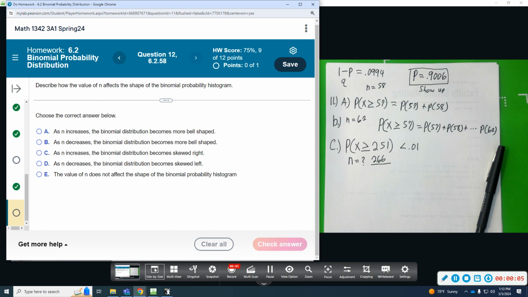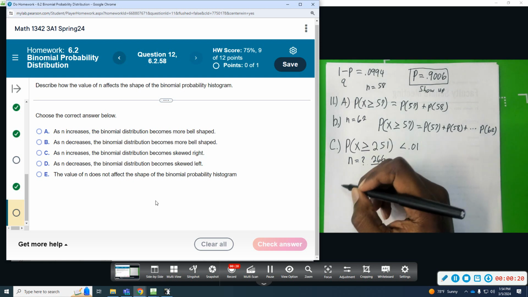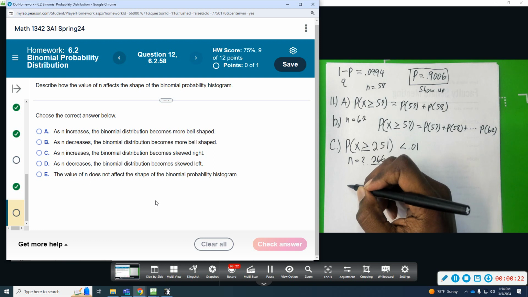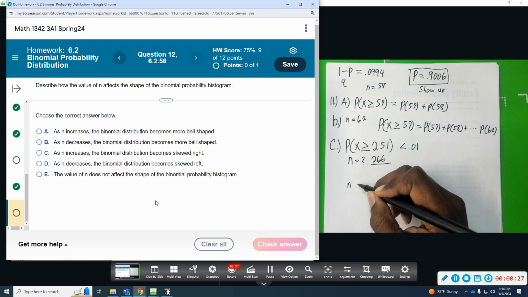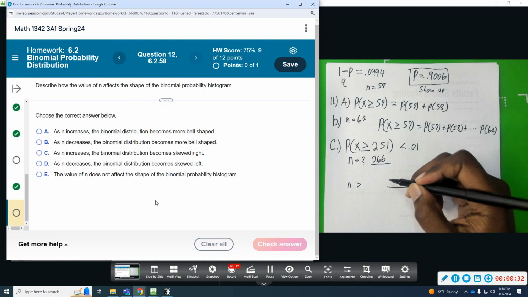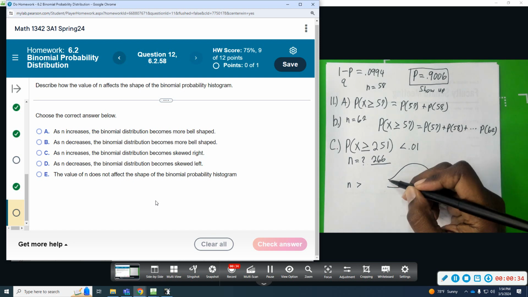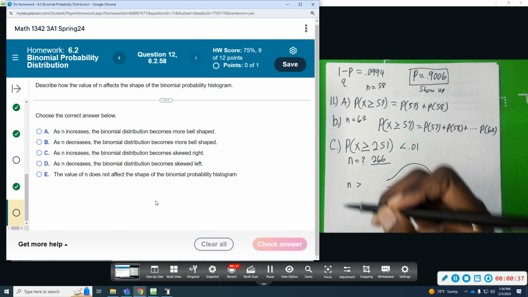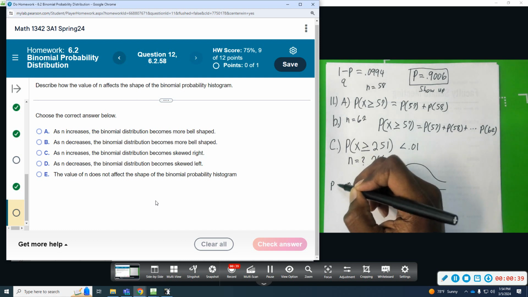All right, number 12 says to describe how the value of n affects the shape of the binomial histogram. So this is something that they want you to understand from the reading. I believe, and I'll go back and show you in the textbook, as n gets larger, the shape of the distribution gets closer to normal. Okay, and this is if you hold the probability of success fixed.